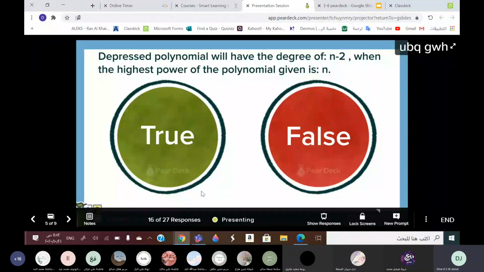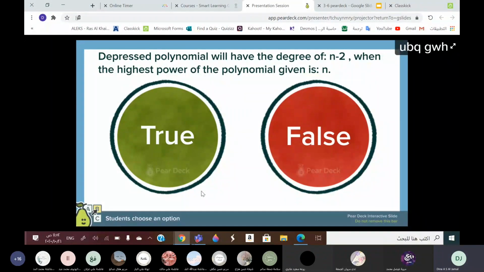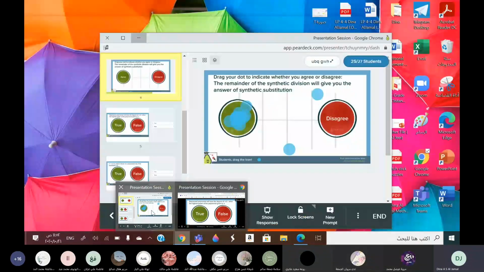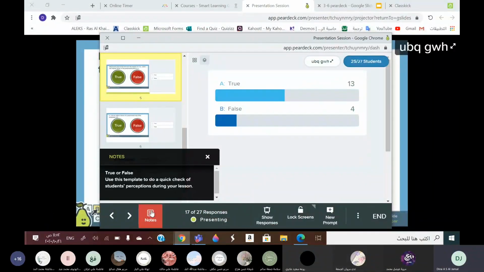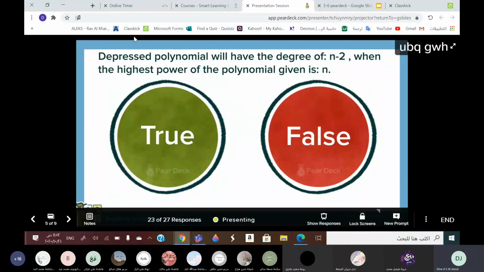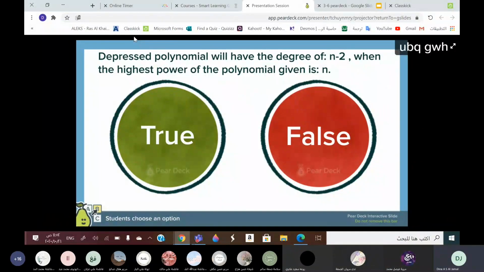Before you solve the main questions, I wanted to give you conceptual check questions. Now let's see. I have 17 students who responded. So 13 said it is true, and 3 said it is false. Can you read the question again? Is it going to have n-2? n-1.